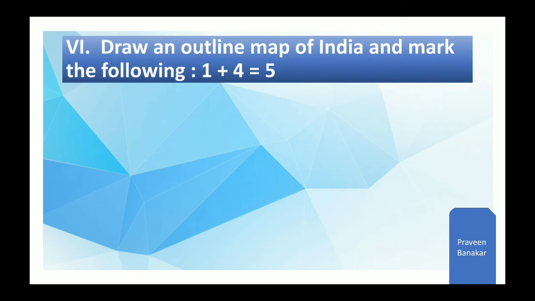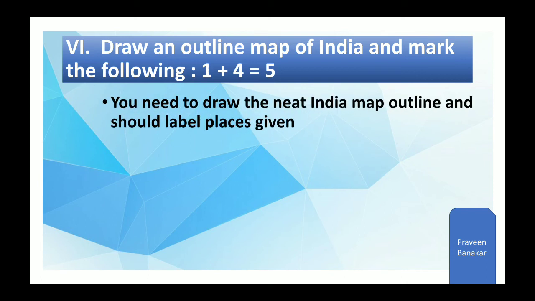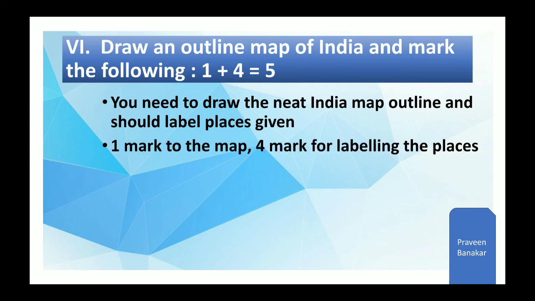Next main, sixth main, here is the map section. Draw an outline map of India and mark the following. So here, you need to draw the India map neatly and label the places given. So here 1 mark is given to the map, 4 marks for labeling the places.